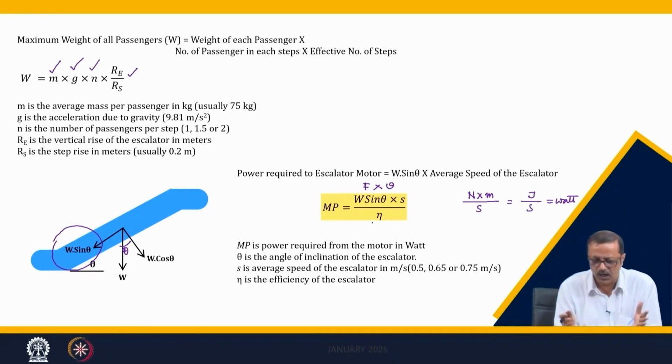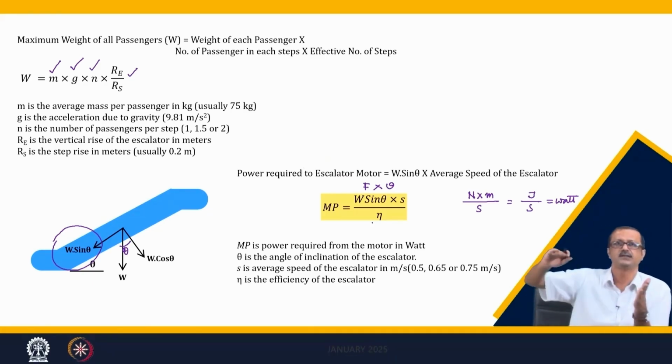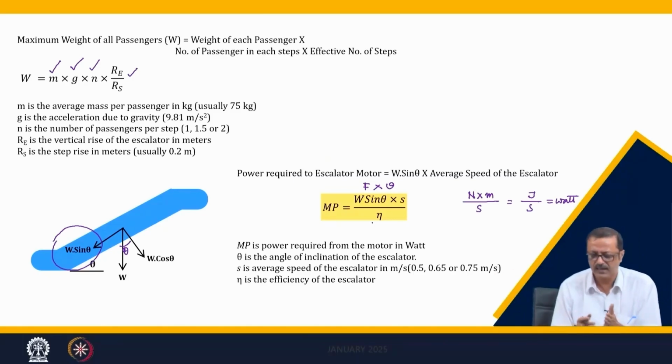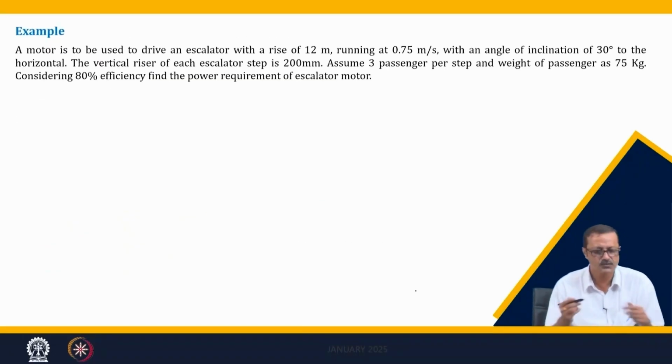So, I need to know how much the inclination is, is it 30 degree, 60 degree, 45 degree, or a very gentle 20 or 25 degree or so, and the average speed is almost 0.5 to 0.75. So, let us do a problem.